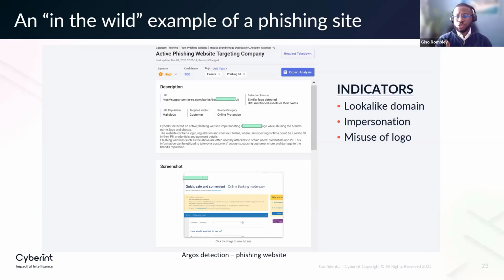And secondly, the logo and the source code of the original website are also detected on this particular phishing site. With these indicators, lookalike domain impersonation and misuse of logo are key elements that you can look to detect phishing sites. Now, once these phishing sites are detected, the main use case that most customers will want is to have them taken down immediately to avoid any more disruption to their customers or employees.